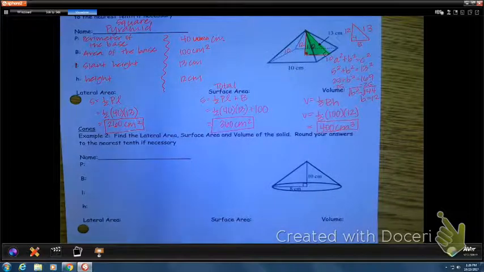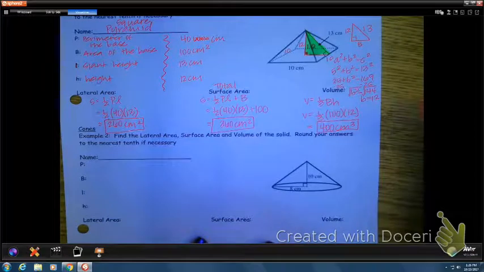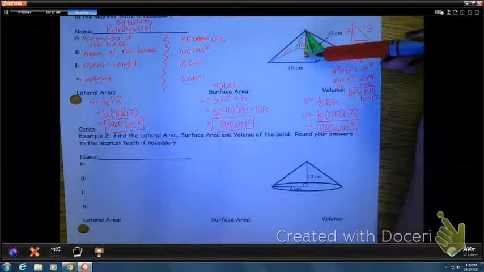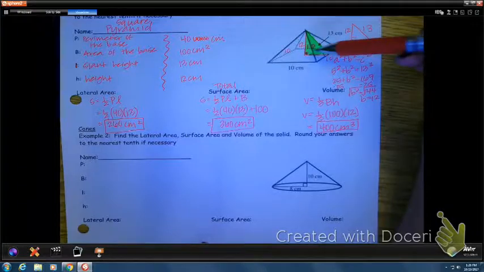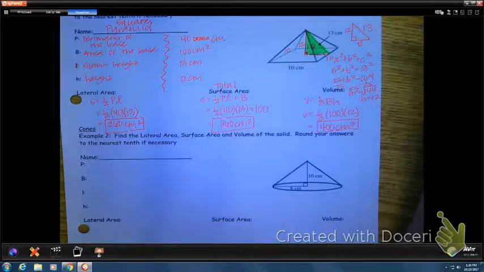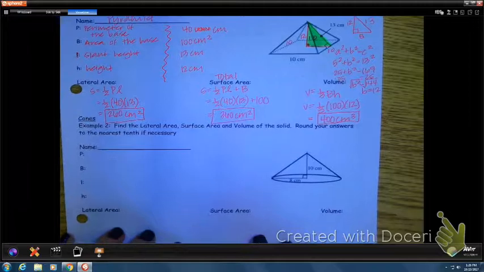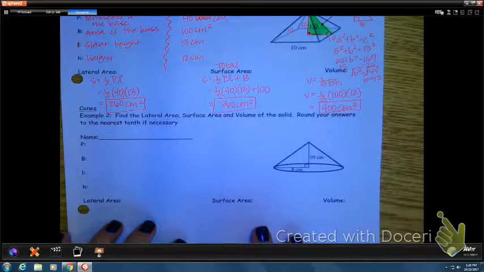Okay, so the only thing that really makes pyramids remotely difficult is finding the height of your pyramid. So don't forget to draw your right triangle and use the Pythagorean theorem.